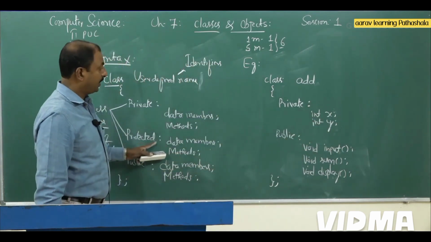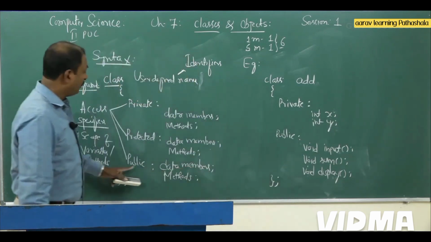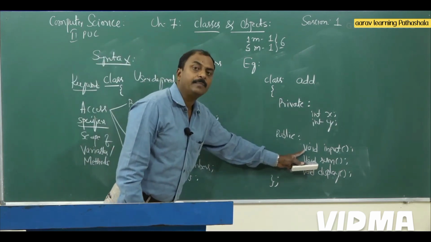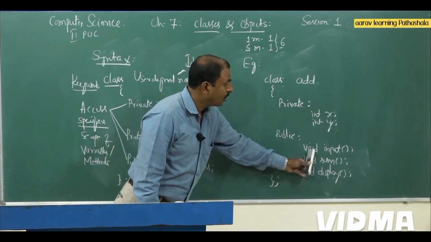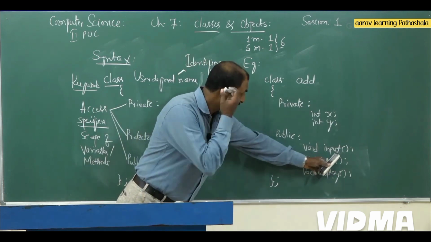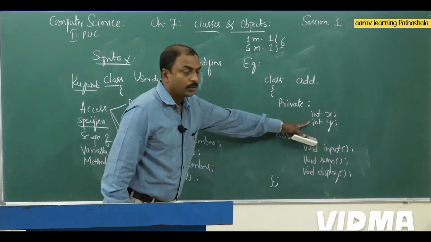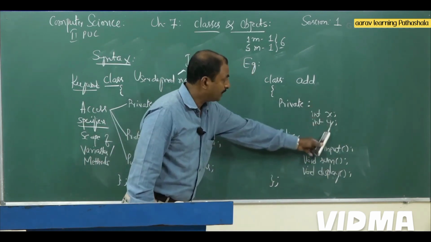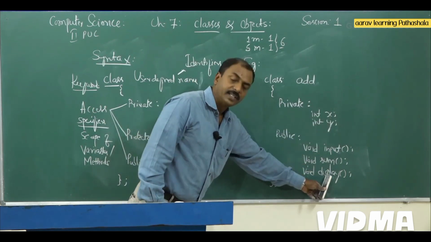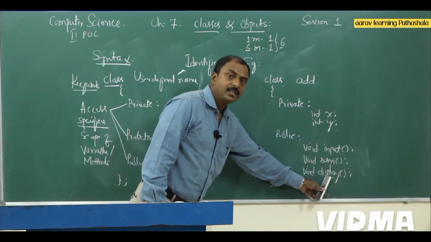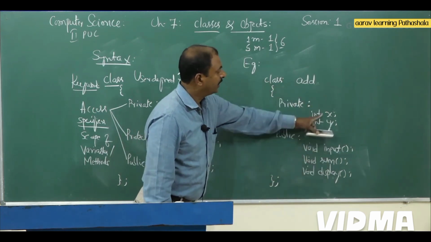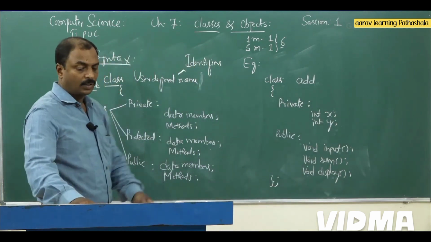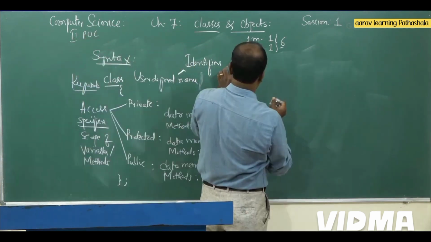And under public, in this example, I have used the public access specifier. Here I have used three methods or functions. They are the void input function, which I am using to accept the values of x and y; one more function, sum, to add these two numbers; and again one more function, display, to print or display the result of this addition. So this is one more example. Now let us write one more example of a class.